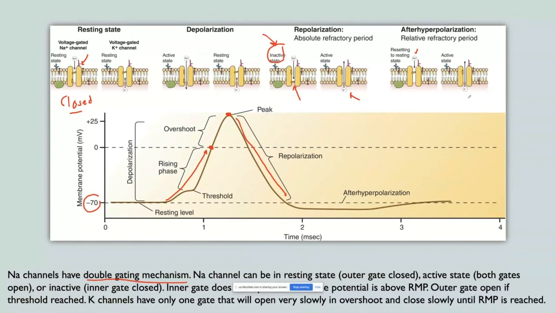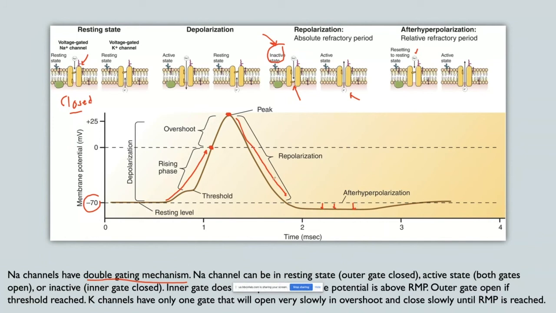Remember I told you they open and close very slowly. That's why there is a short period of time during which sodium channels are closed, but potassium channels are still open, and that's why the cells reach this even more negative value. Sorry, this is the relative refractory period.